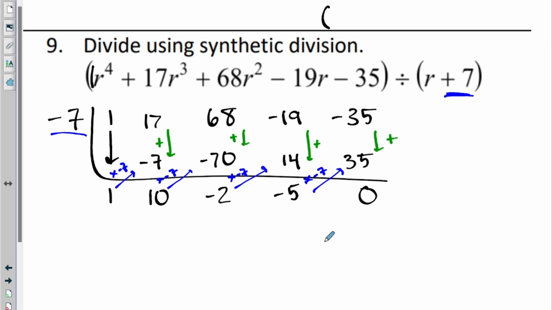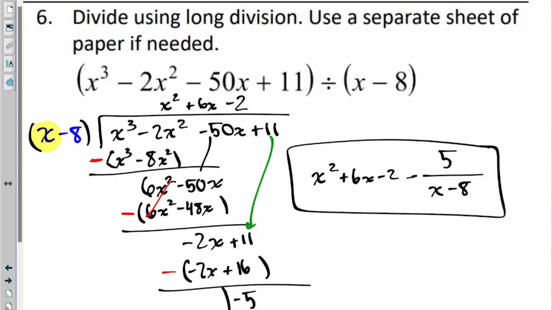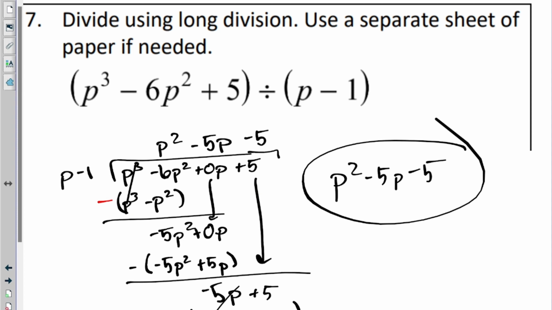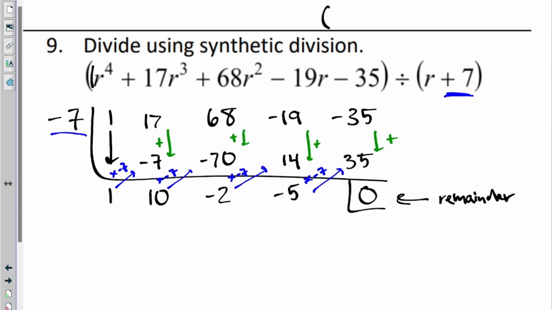And once we're done, once we're out of numbers, this thing is going to be our remainder, which is 0 in this case. And so our final answer is weird because we don't have any x's here, right? We just have these weird numbers. But really, this is the same thing as the quotient, the thing that was up top in the long division. It's just missing the variables. And so here's how we know how to start.